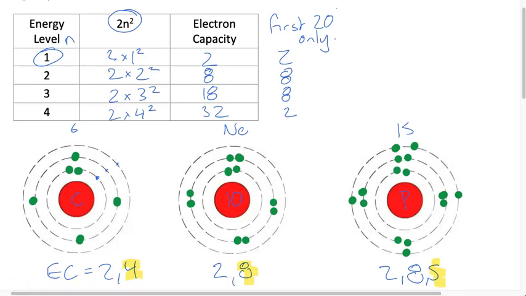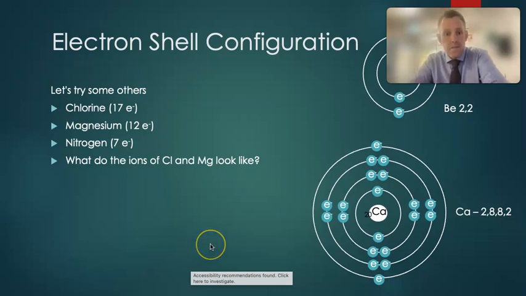Let me pause. All right, so there's a few here for you to have a bit of practice of. You've got chlorine, magnesium, nitrogen. Have a go at those, okay? Also have a look at what the ions of chlorine and magnesium would look like. So I want you to actually draw these ones up. Bring them to class next lesson. We'll go through those before we go on. And then we'll have a look now at what is called subshell electron configuration.